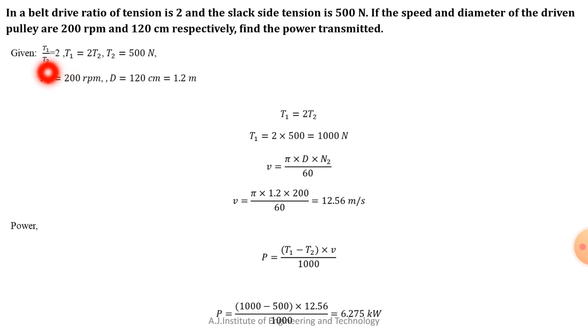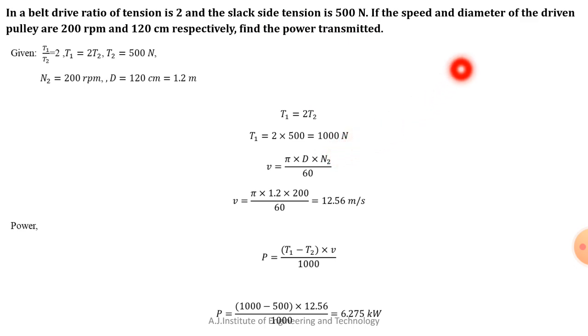So from this ratio you can see here T1 divided by T2 is equal to 2. So that's why T1 equal to 2 into T2, you have to bring this T2 to this side. That's why T1 is equal to 2 T2. Now T2 value is known, that is 500 Newton. So easily you can calculate T1 because the ratio is given. So T1 equal to 2 into 500, that is 1000. So keep in your mind that always tight side tension should be more than slack side tension. Here tight side tension is 1000 Newton and slack side tension is 500 Newton. You can see the difference.